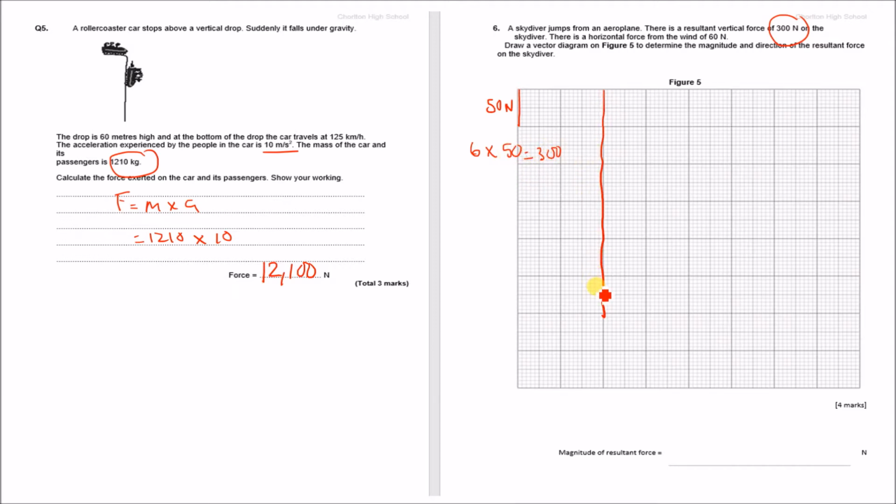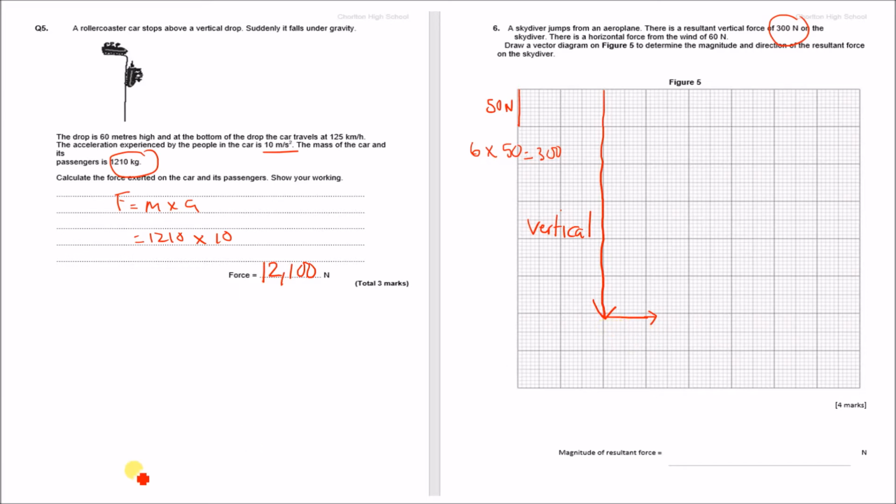We've done 6 boxes. There is a horizontal force from the wind of 60 newtons. Well, we know that 1 box is 50, so we're going to draw our arrowhead. That is our vertical. Okay, and then we put the tip on the tail there. One box is equal to 50, and we know each square is worth 5, so we're going to continue that on to there, and that is our arrow. So we've now drawn the 2 vectors in our diagram.